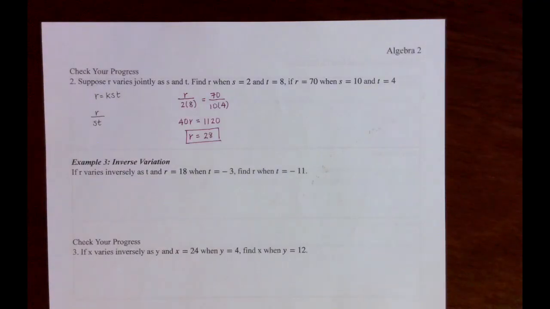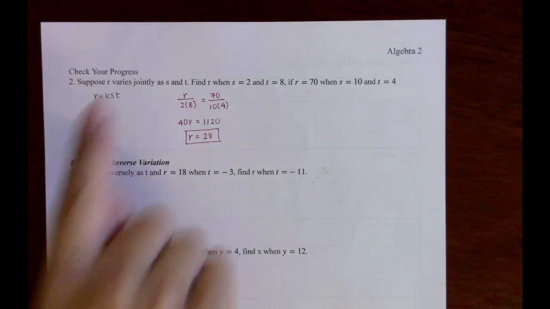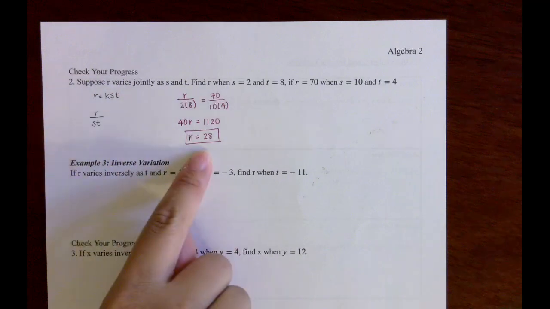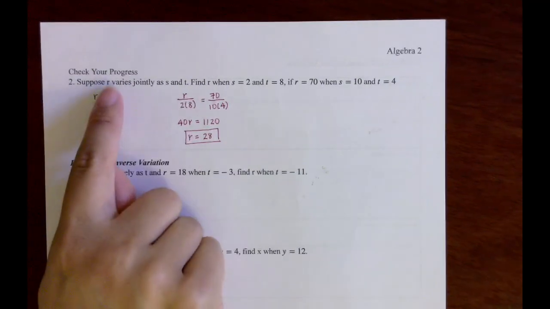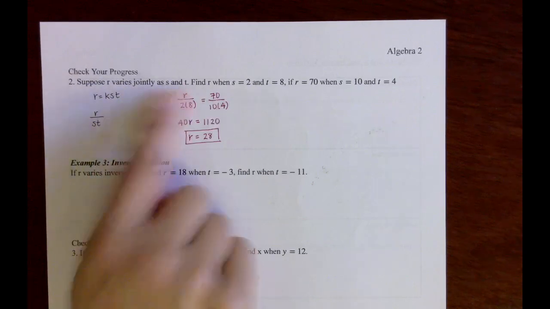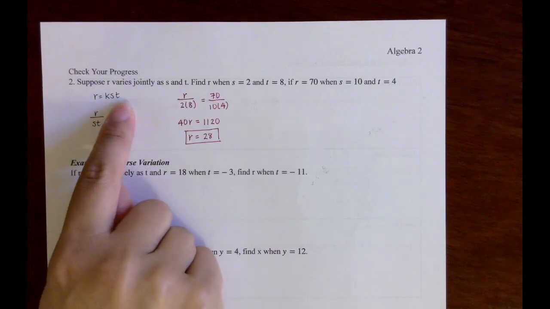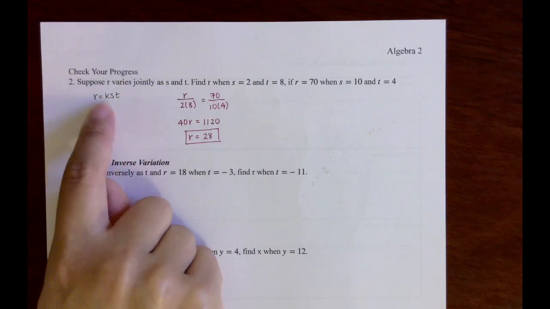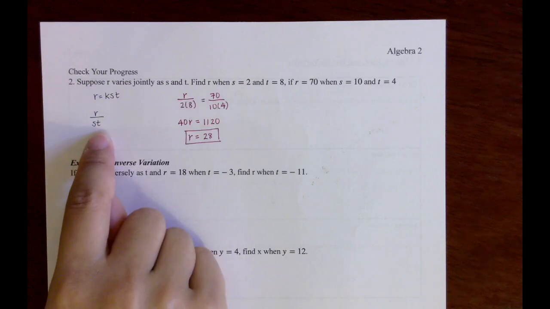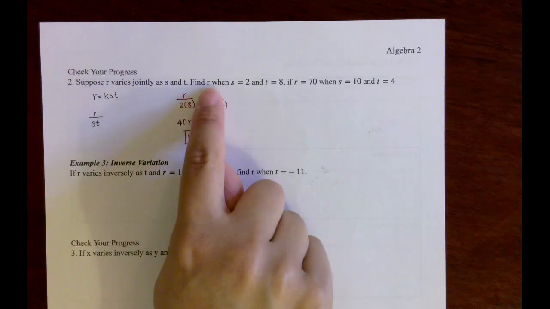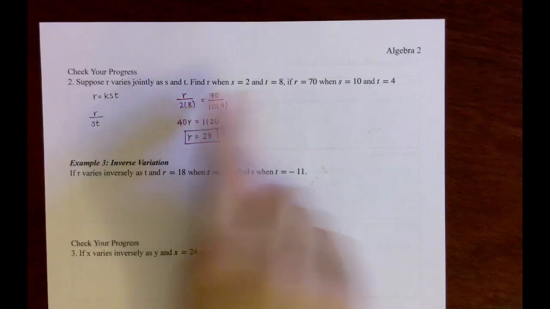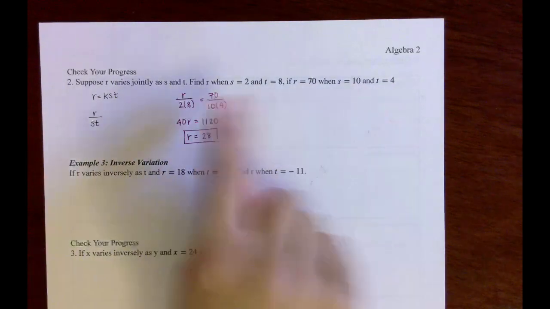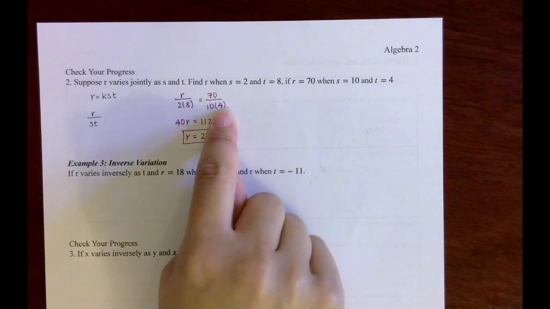So why don't you try CYP2 and then come check your answer when you're done. I just did it in the new way. You should get R equals 28. If you got it, you can move on. If not, here's your explanation. If R varies jointly as S and T, that means R equals KST. To solve for K, we would divide by ST, so it's R over ST. So R over 2 times 8 equals R over S times T, 70 over 10 times 4.